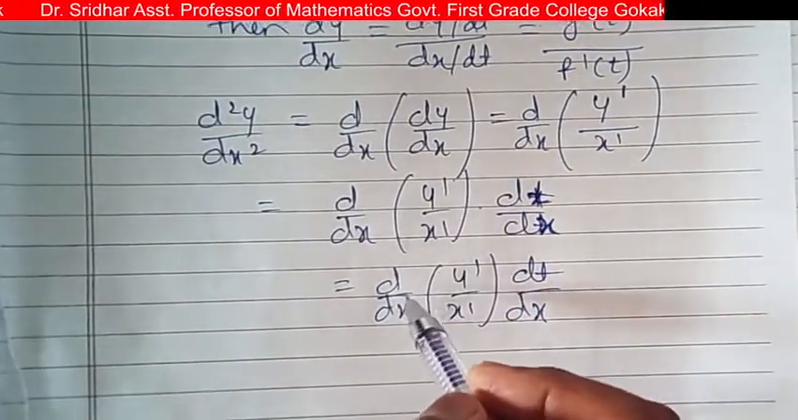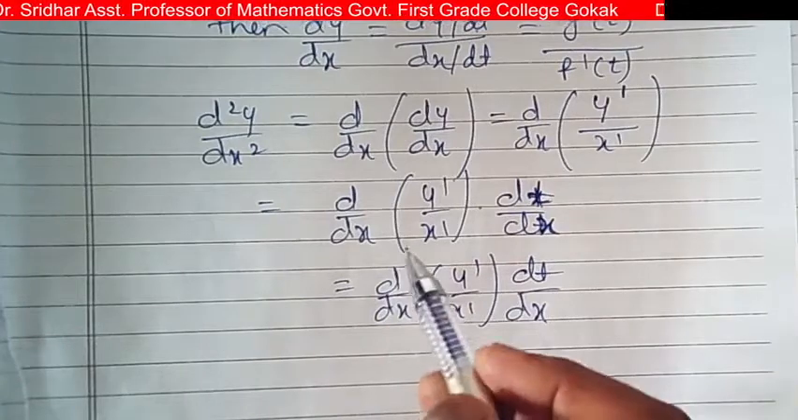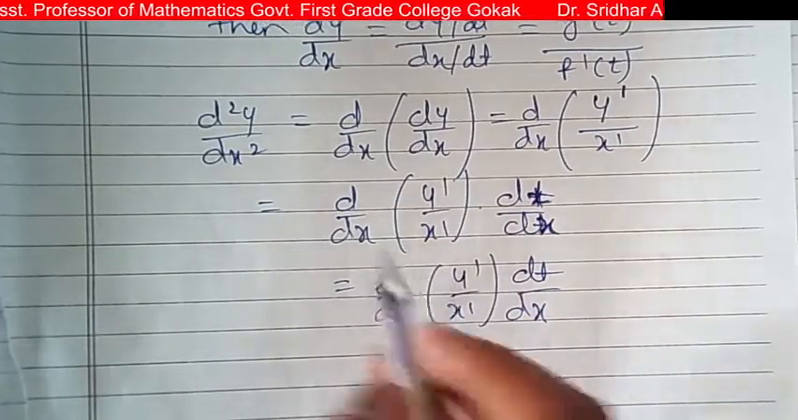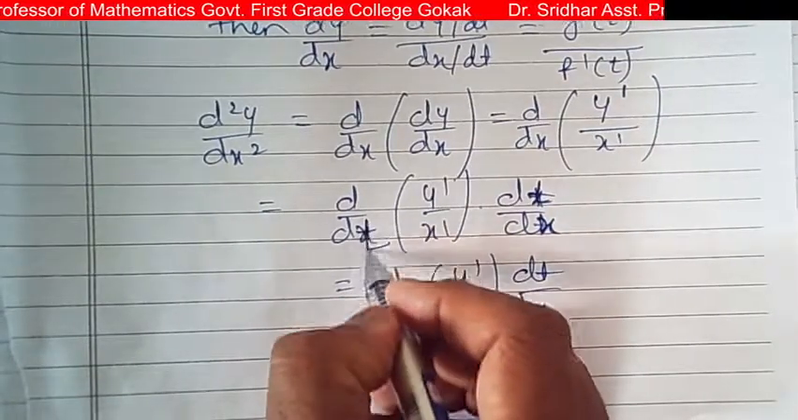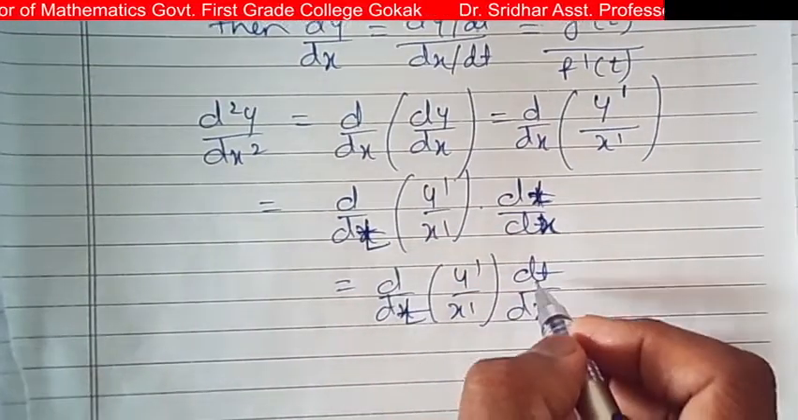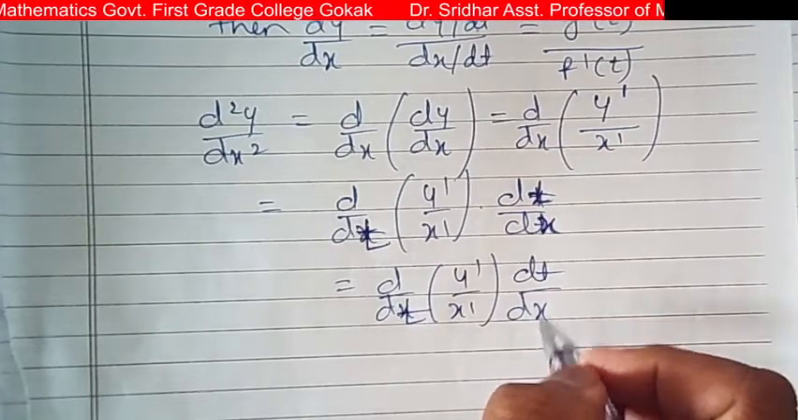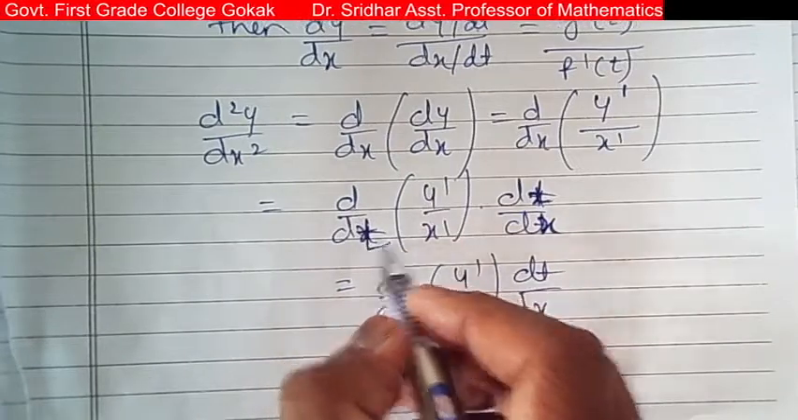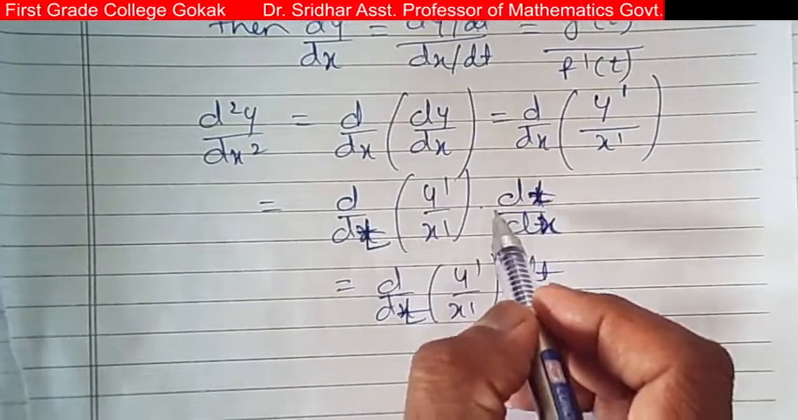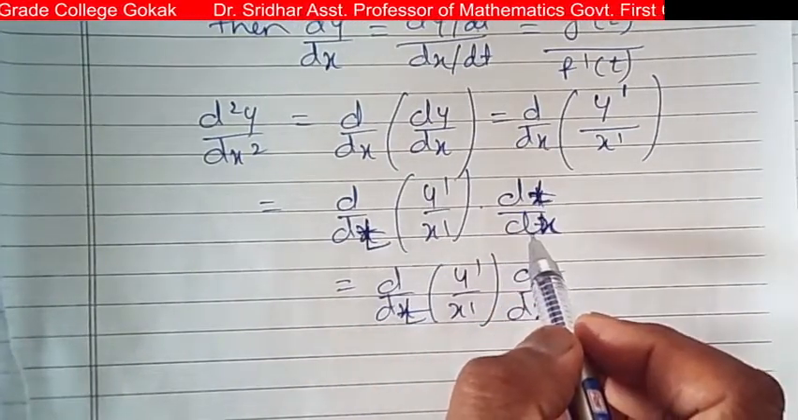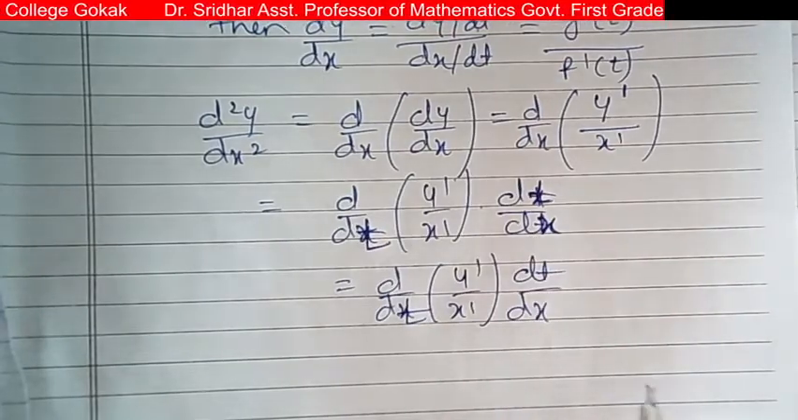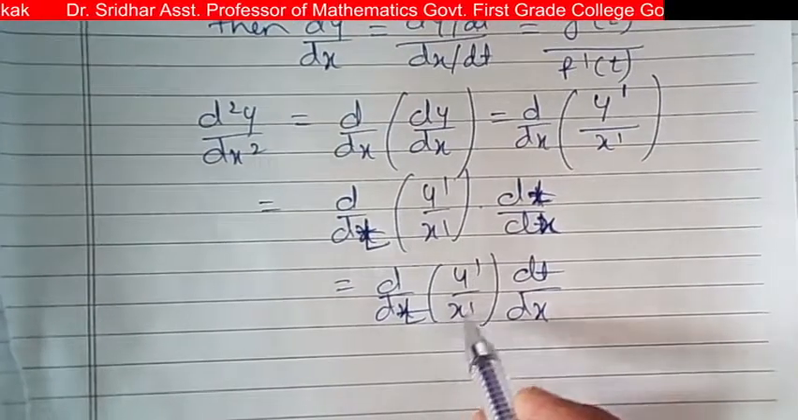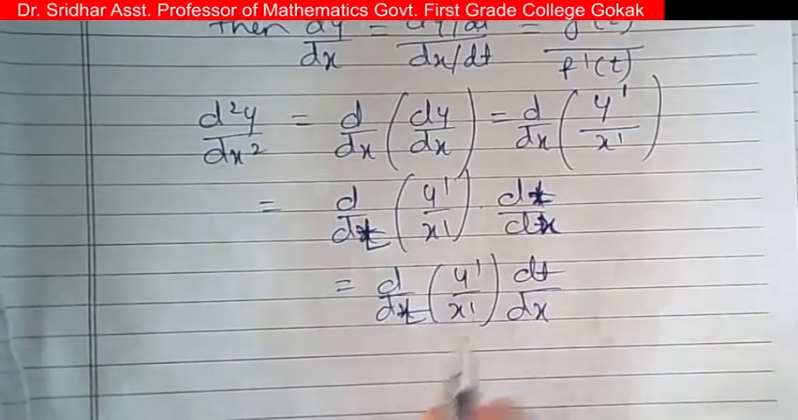So we apply differentiation by chain rule. First we differentiate this with respect to t, and then differentiate t with respect to x. So d by dt of y dash by x dash, and then dt by dx. To differentiate this, first we differentiate this one. So here we apply the quotient rule.